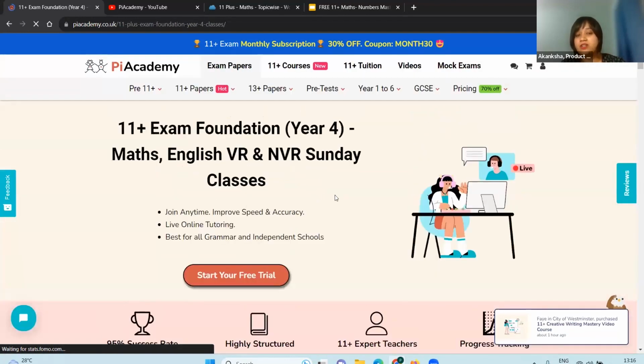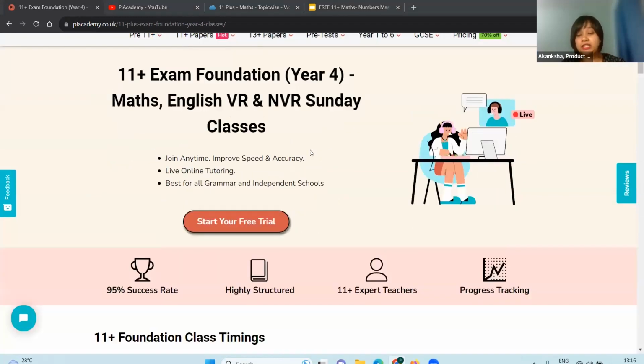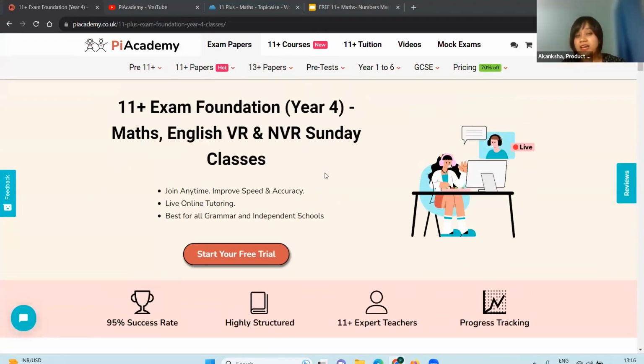These are also held on Sundays and they are also held on the subjects Maths, English, VR and NVR. And please do remember that the Sunday classes, both year 4 and year 5, are free for the first week. So you can sign up with us, have the free trial and then continue with us. So please do join.